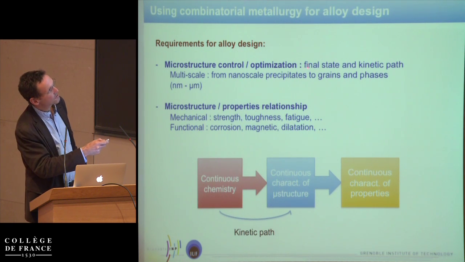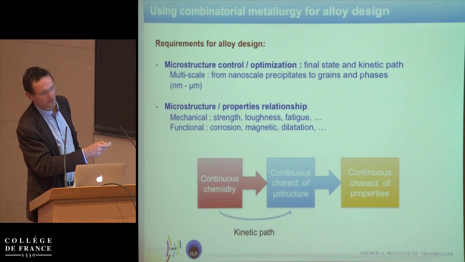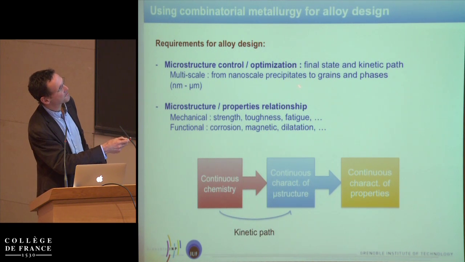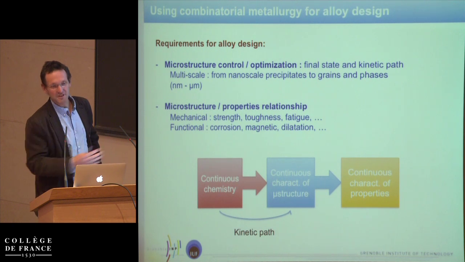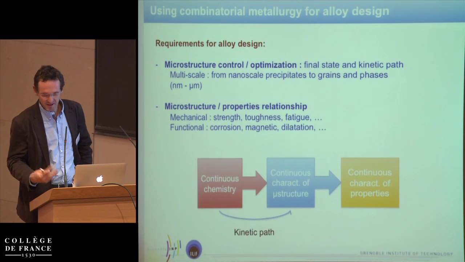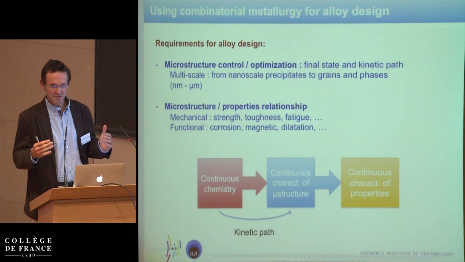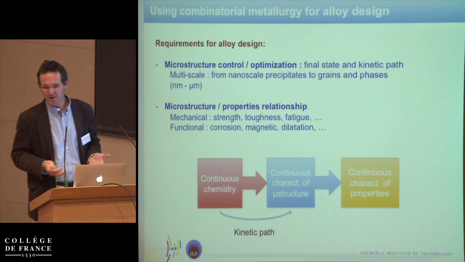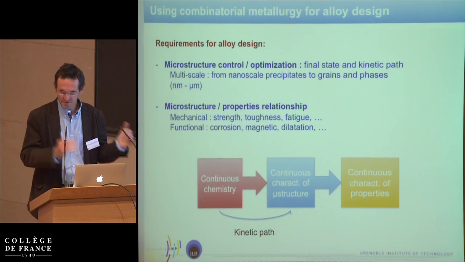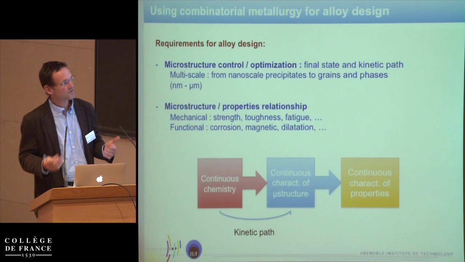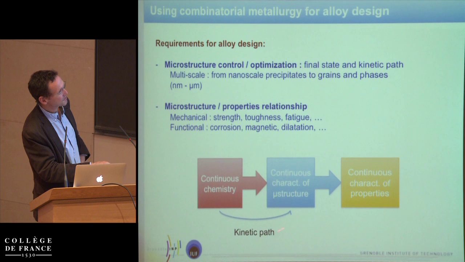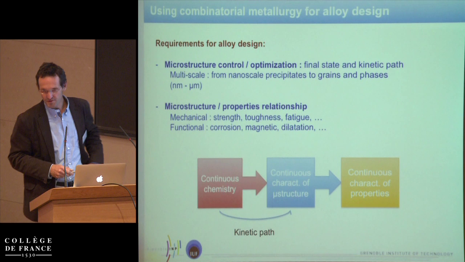And what is quite important and is an avenue for future work, mostly because it hasn't been done much, is to get not only the final state of your continuous chemistry space, but also the kinetic path. So if you have your continuous composition and then you subject it to the heat treatments that you're interested in for your alloy processing, what is the kinetic path as a function of composition? So getting not only the spatial resolution of the characterization of microstructure, but also the kinetic path to get from the continuous microstructure to the final microstructure.